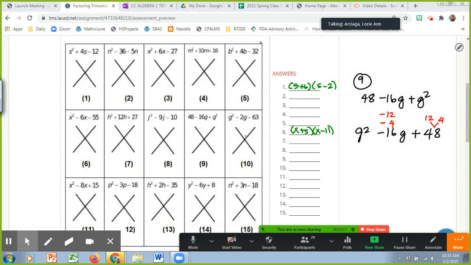Okay. So then what are the answers here? So the answers will be g minus 4 and then g minus 12. So why did I put negative 4 first? Because negative 4 is closer to 0. So if it's negative, the closer to 0 the number is, it means bigger, right? So what is this? Number 9. g minus 4 and then g minus 12.